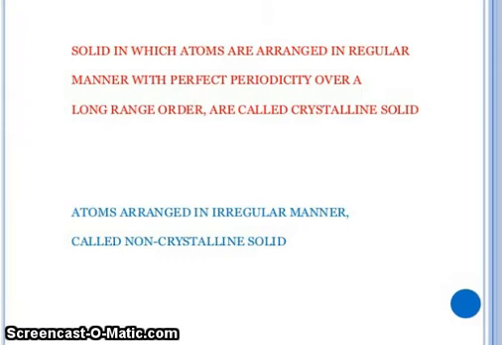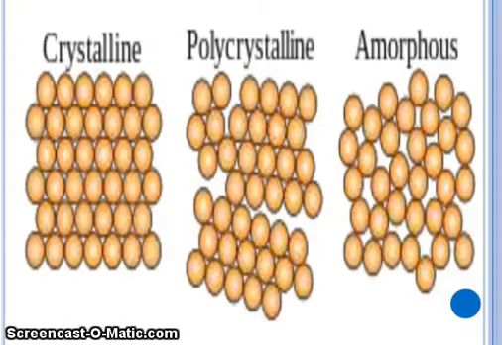Solids in which atoms are arranged in a regular manner with perfect periodicity over a long range order are called crystalline solids. Friends, atoms arranged in an irregular manner are called non-crystalline solids. You can see in this picture: crystalline, polycrystalline and amorphous.